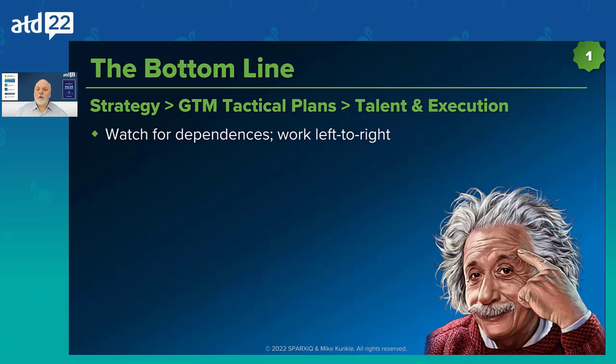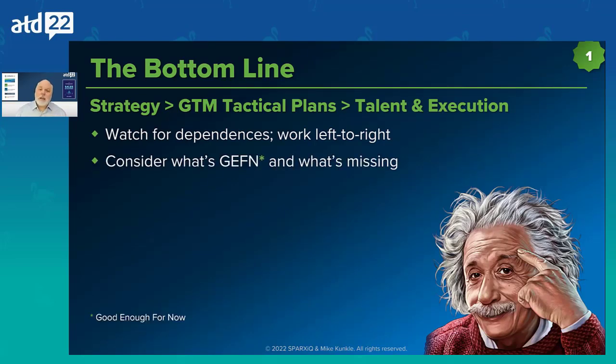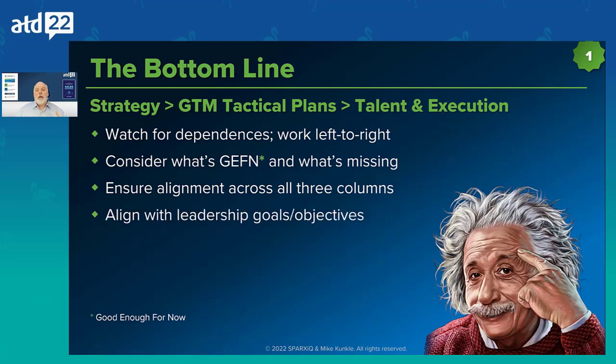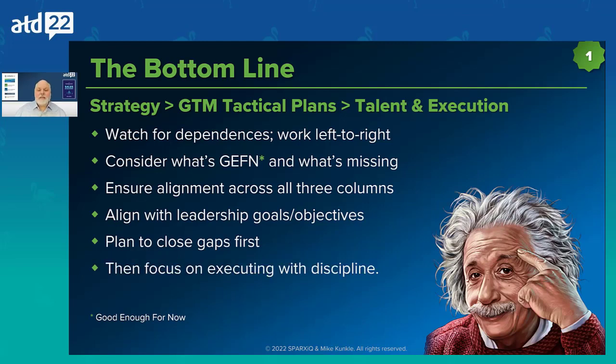Watch for dependencies, work left to right. Consider what's GEFN. That's my acronym for good enough for now. And what's missing in these three columns. Ensure that you've got alignment across them, even the things that you don't necessarily control. And then align your work with the leadership goals and objectives from your C-suite team and, of course, your senior sales leader. Plan to close the gaps that you control first, and then focus on executing with discipline. This is how you can make the best use out of this chart and begin to start driving the results that you want.